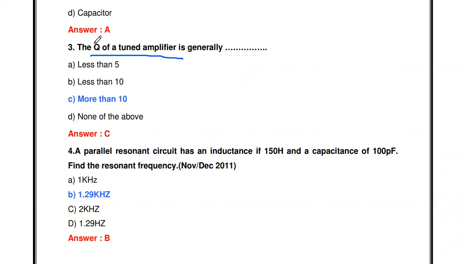Then the next one: the Q of a tuned amplifier is generally dash. Q means quality factor. For a tuned amplifier, the quality factor is generally less than 5, less than 10, more than 10, or none of the above. It should be more than 10. If the quality factor is very high, that amplifier is a high quality amplifier. So the quality factor of a tuned amplifier is generally selected as more than 10.